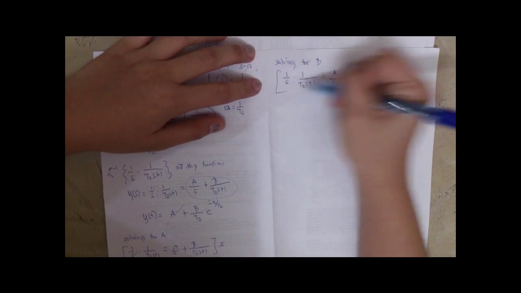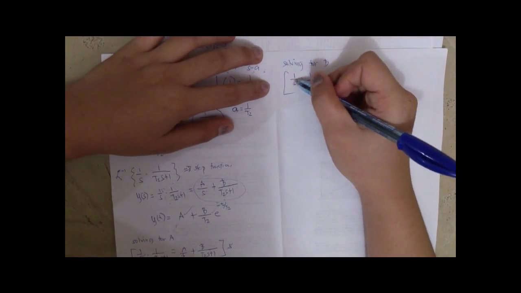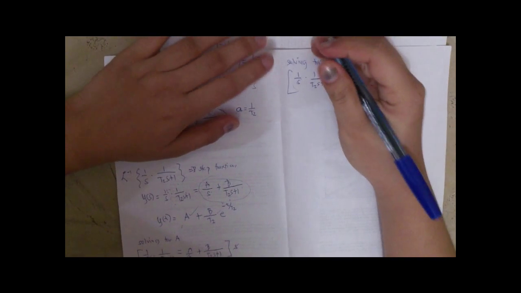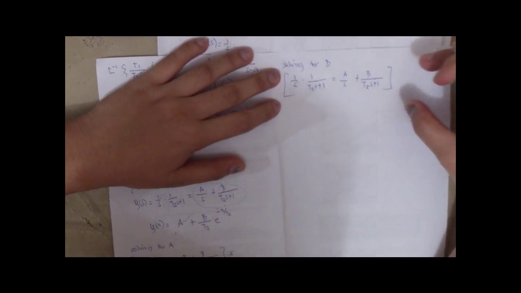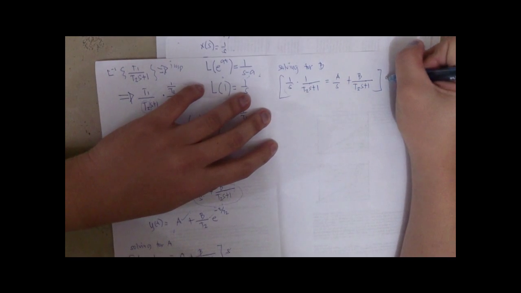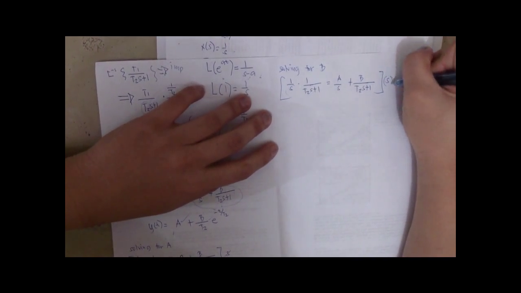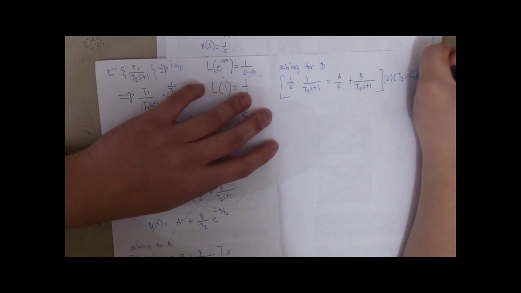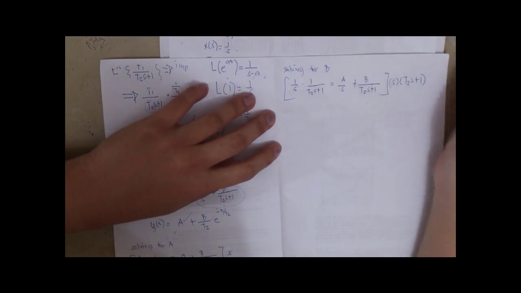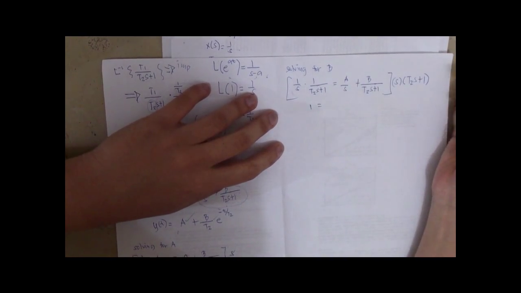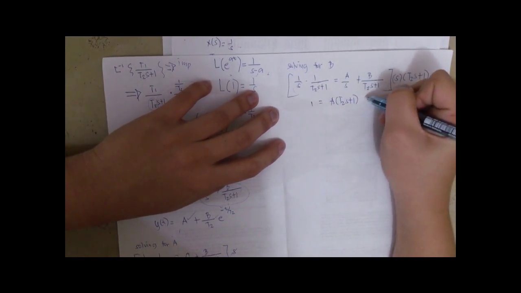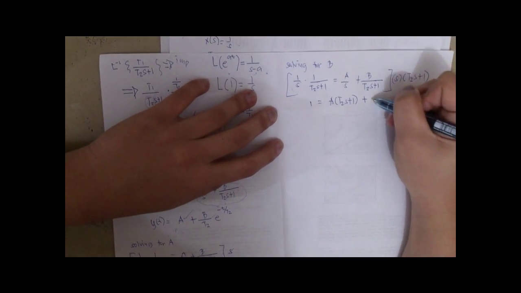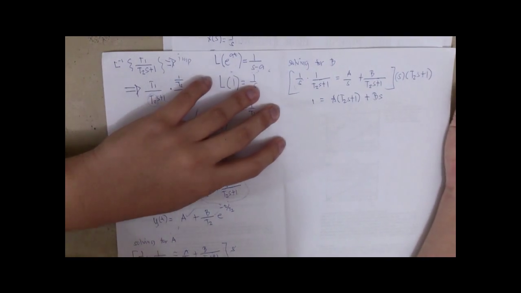Galing lang kay kani siya, i-multiply nato ni ang whole para 1 na lang ang mabilin. Ani nga say, this is another way of solving partial fraction. So, i-multiply nato ni ang s o ang t2s plus 1. So, pag ma-multiply na siya, 1 is equals to a t2s plus 1 plus b s.